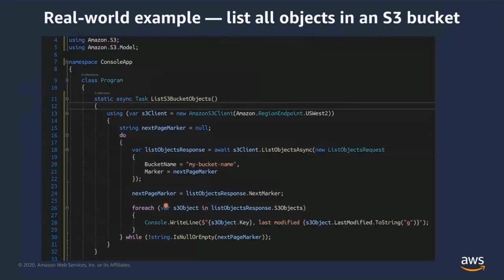And a real world example here. We take a look, we have iterating through an S3 instance. So we're going to take a look and go through a bucket that we have in our US West 2 region. And we'll iterate through those buckets there, and then this basically writes out the key and the last modified date.